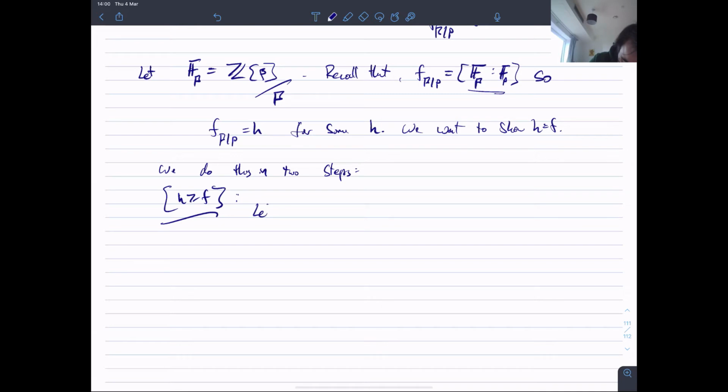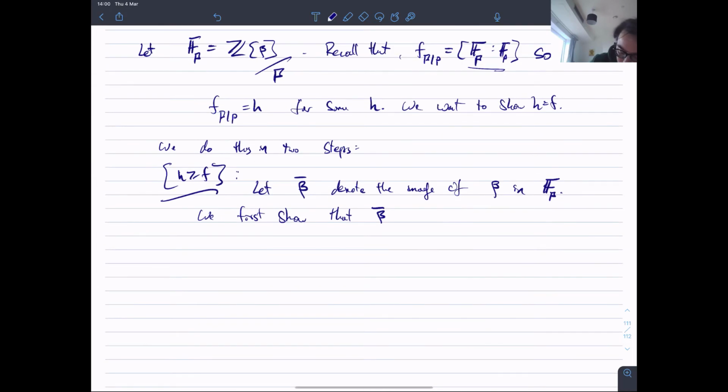So first of all, I'm going to let beta bar denote the image of beta in this F_p, the residue field of the ideal p. First we show that as an element of this field, it has a multiplicative order. We're going to check that beta bar has order m in this field.